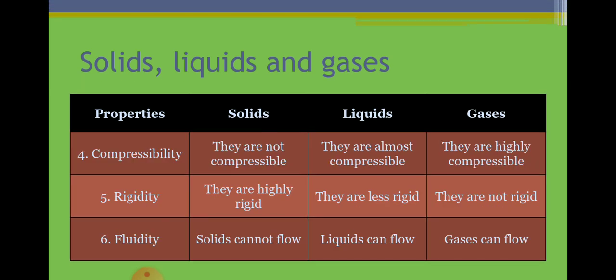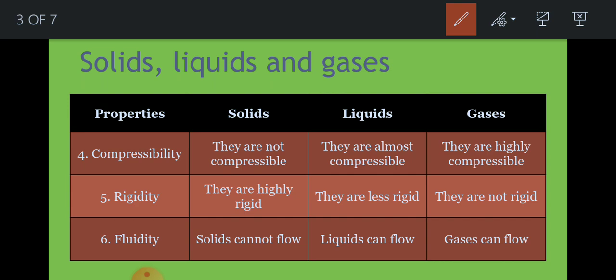Now, the fourth point is compressibility. Based on compressibility, how can we determine the properties of solids, liquids and gases? Let us see. But before that, let me tell you what compressibility is. Compressibility is the measure of the change in volume under the action of external forces. It means whenever we apply any external force and there is a change in volume of that particular body, that is known as compressibility.